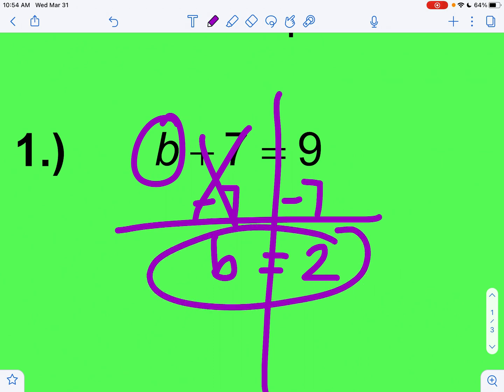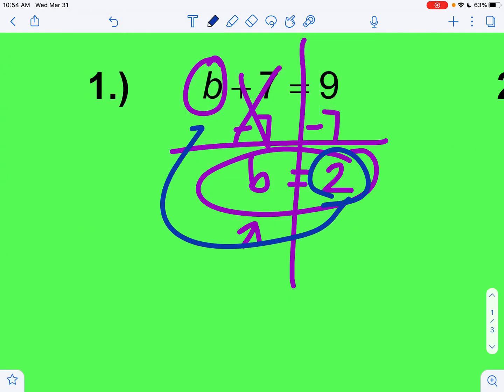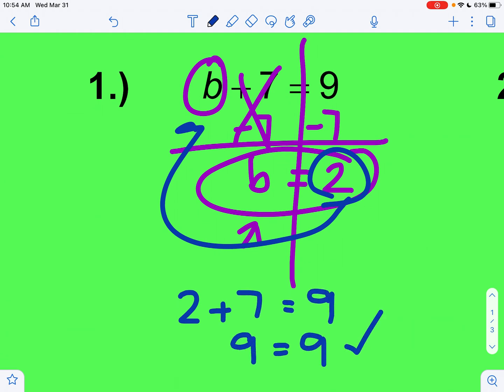So our answer is b equals 2, and we know we're done because b is on the side all by itself. So now we can check our work. Let's plug our b into our equation. So we're taking 2 plus 7 equals 9. Well, 2 plus 7 is 9, so that does equal 9. So we were right.